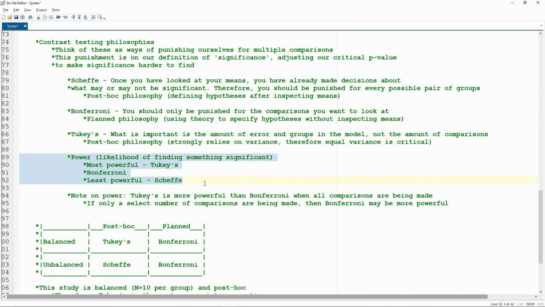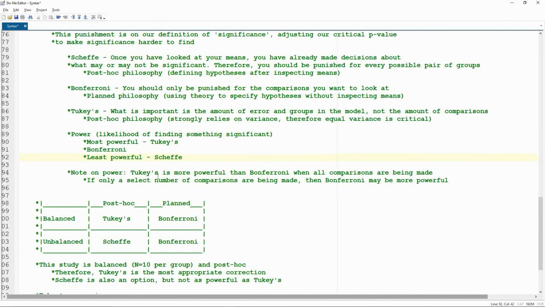Even though the means and the standard deviations and everything else is the same, each of these tests will produce a different p-value. Now the most powerful, generally speaking, will be Tukey's. And what this means is that Tukey's will produce the smallest p-values. Bonferroni is in the middle, and Sheffe is the hardest to find significance. It's for this reason, Sheffe being the least powerful, that you will almost never see it used in the real world.